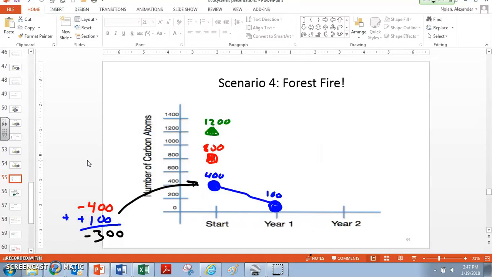And if you haven't figured it out by now, our inorganic carbon is going to see a mirror image. So we actually have an increase of 400, and we have a decrease. So we're going to add minus 100 to that, and we're going to end up with a net increase of 300. And so our inorganic is actually going to go from 800 all the way up to 1100 in year one. So pretty significant change.